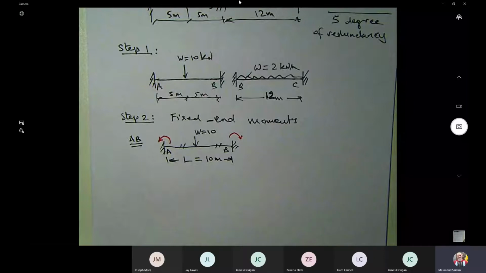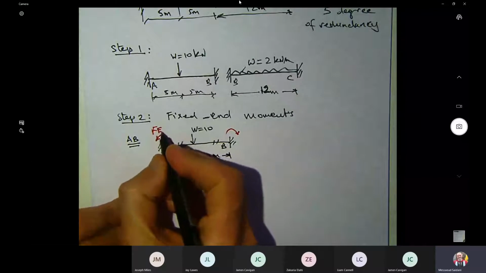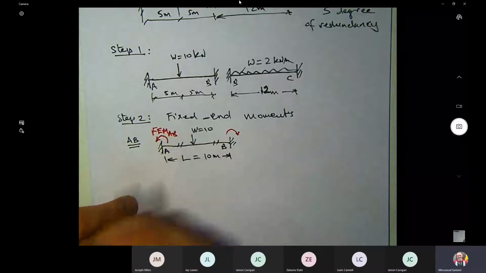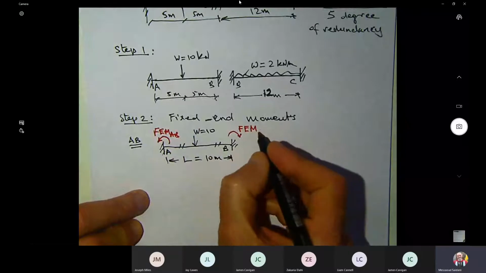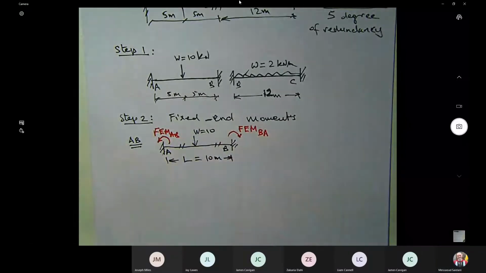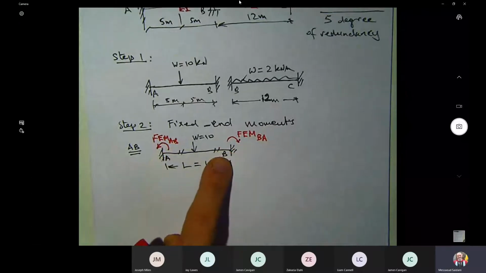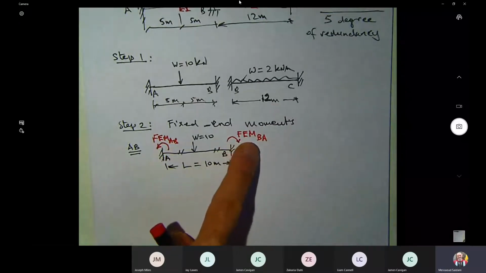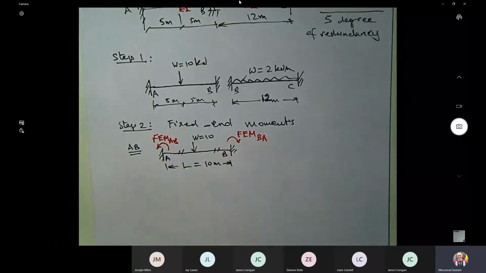Right? Okay, and this is the fixed end moment at A, so we call it FEMAB, and this is the fixed end moment at B, FEMBA. Always the first subscript refers to the joint. So when we say FEMBA, that means at joint B, and this is at joint A. Is that clear? And then you get the values straight away from the table. Okay?